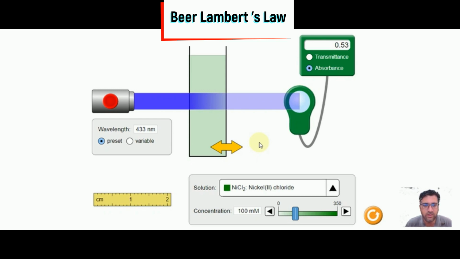Here we can also verify the concept of lambda max. You see, for a 100 millimolar solution of nickel chloride, the preset value of the wavelength is 433 nanometer and the absorbance is 0.53. As we increase the wavelength, absorbance decreases. As we decrease the wavelength from the preset value, absorbance also decreases. At 433 nanometer, it shows maximum absorbance. The wavelength at which the sample shows maximum absorbance is known as lambda max.